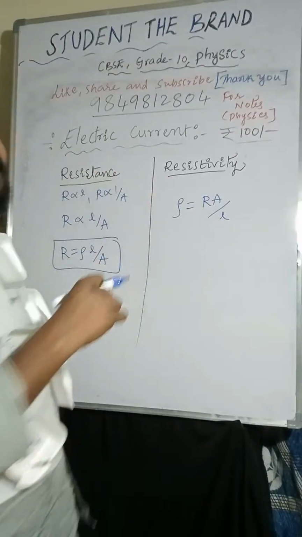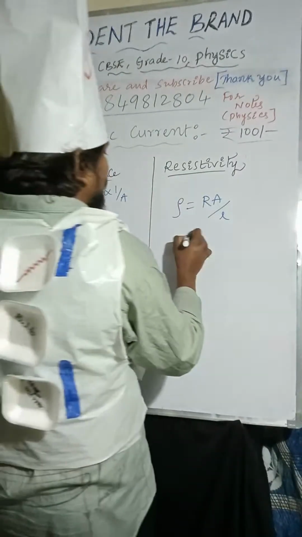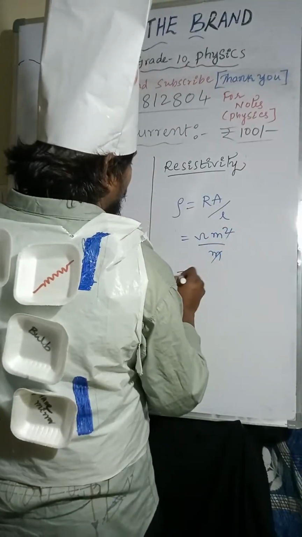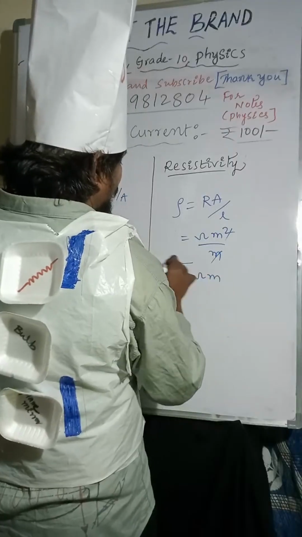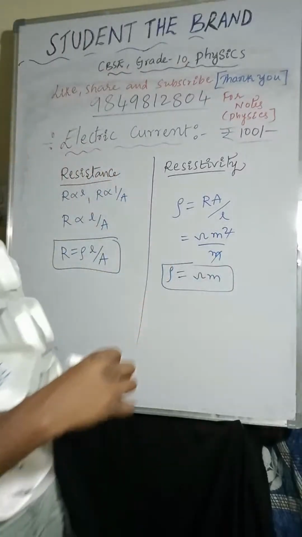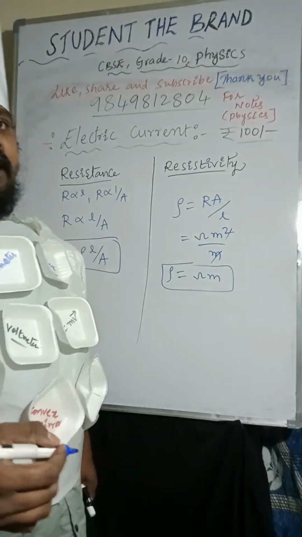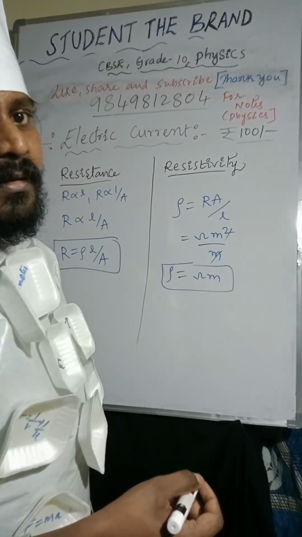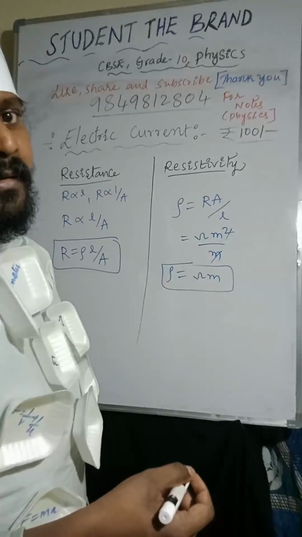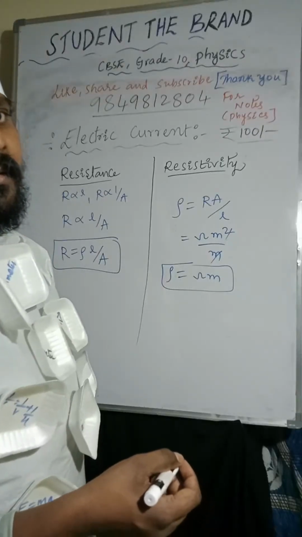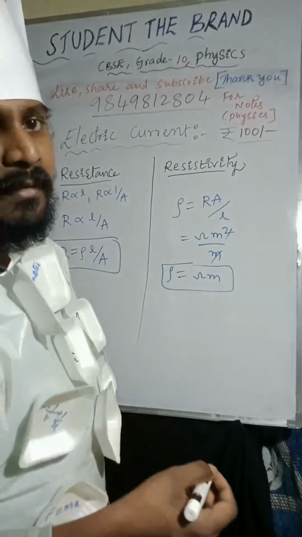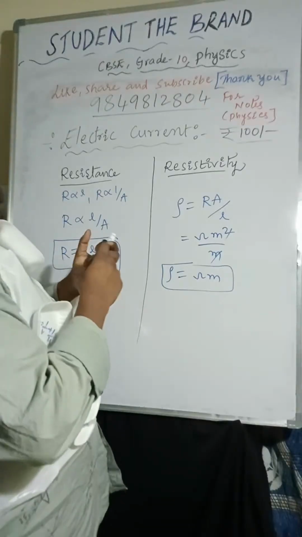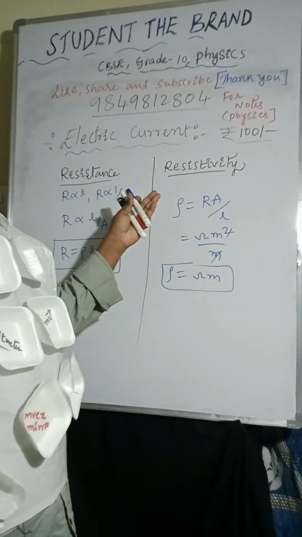Now, the SI unit of resistivity. The SI unit of resistance is ohm, the SI unit of area is meter square, and the SI unit of length is meter, which gets cancelled. So resistivity is in ohm meter. I hope it is very clear: resistance and resistivity.